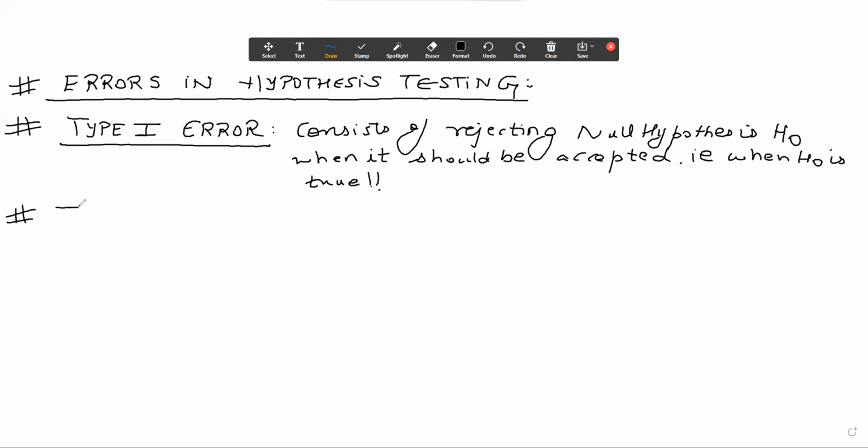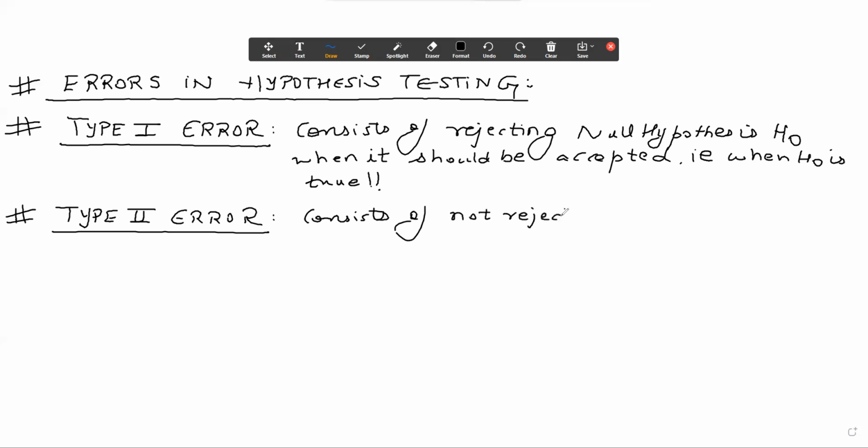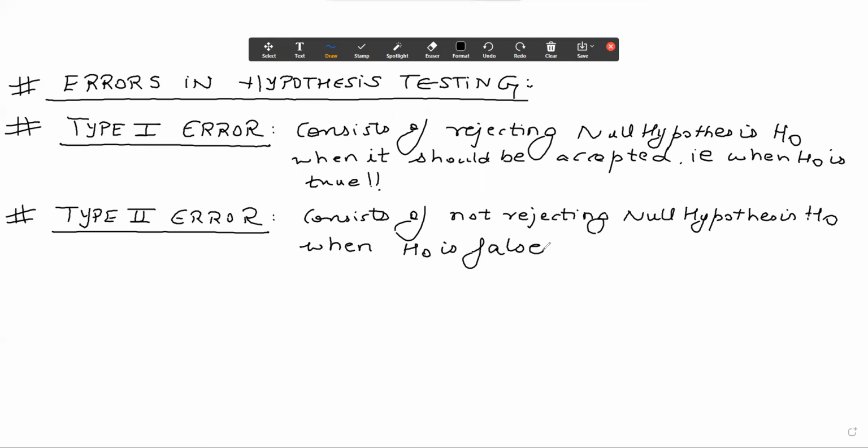And then we have the type 2 error. Now type 2 error under hypothesis testing is completely opposite of type 1 error. So type 2 error consists of not rejecting the null hypothesis H naught when H naught is false. That means, guys, indirectly, what are we pointing out at? Type 2 error means that you are accepting the null hypothesis when it should be rejected.